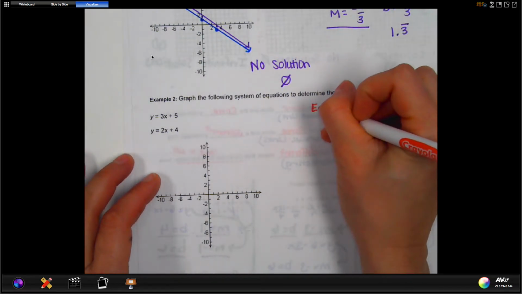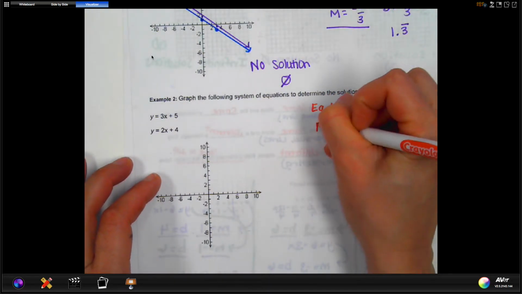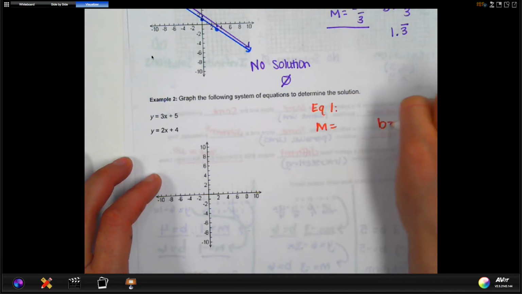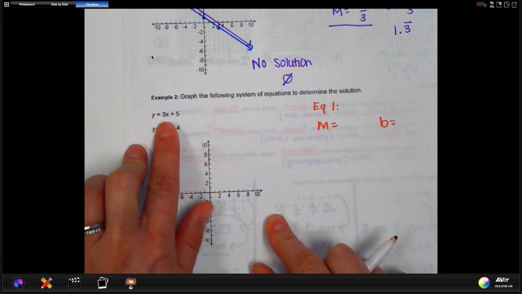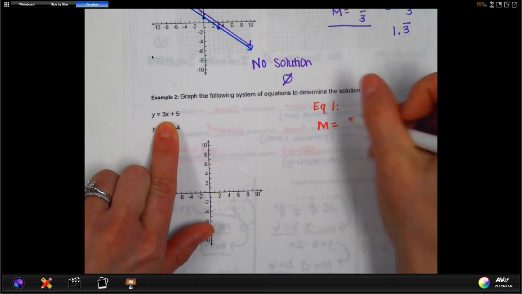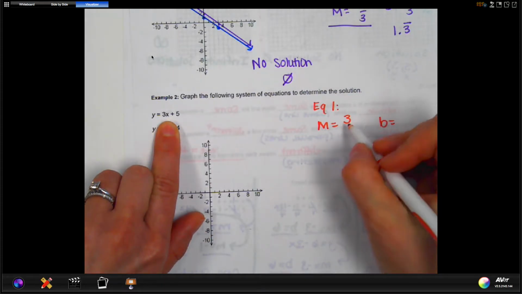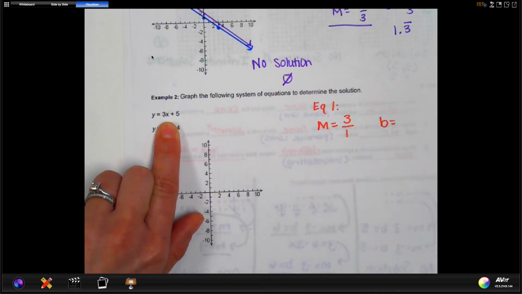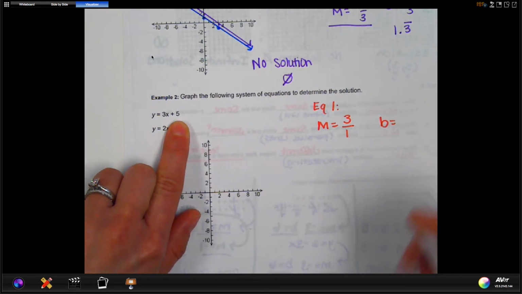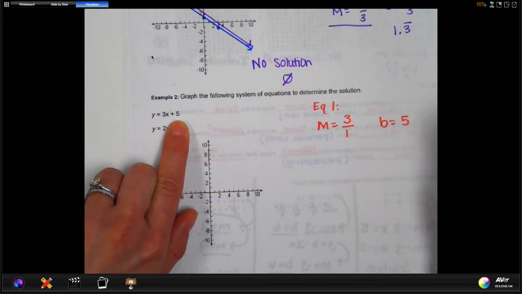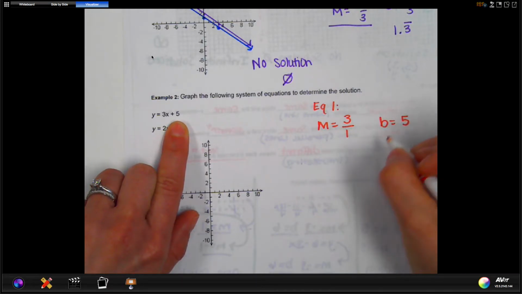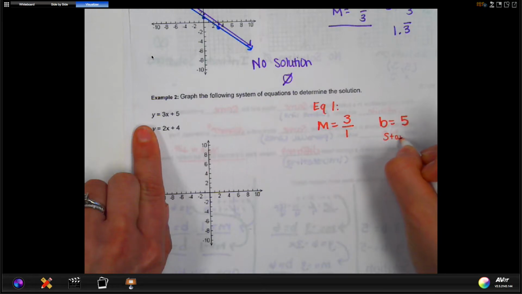So let's start with equation 1 again, and let's determine our m and our b. Looking at equation 1, the number next to the x is 3. So I know my m is 3. Now, since I'm going to graph it, I need a rise and a run. So let's make it 3 over 1. And then 5 does not have the x, so this is my y-intercept. Again, I'm going to start by plotting my y-intercept.